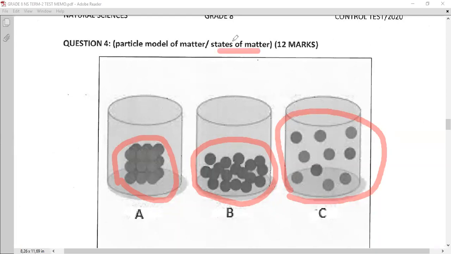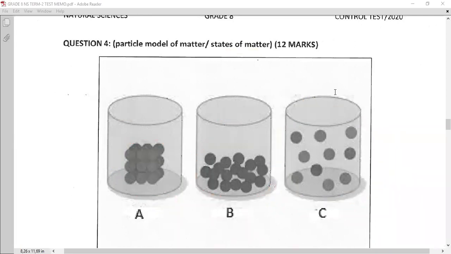As you know, if the particles are more orderly patterned, that's what we call solids. And if the particles move away from each other, that's what we look at. That's what I want to discuss before answering the questions. And then when we look at the last one, I think this is about gases.